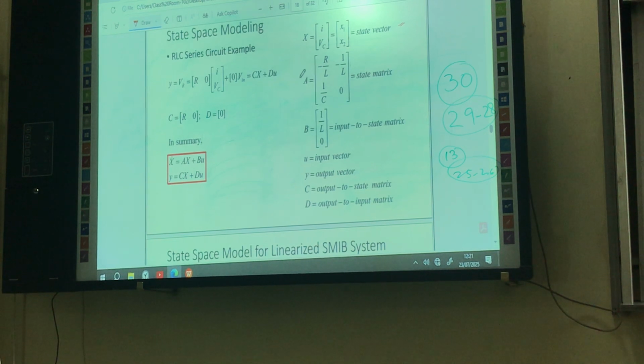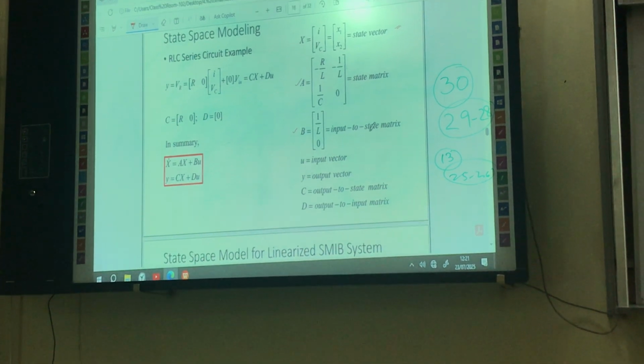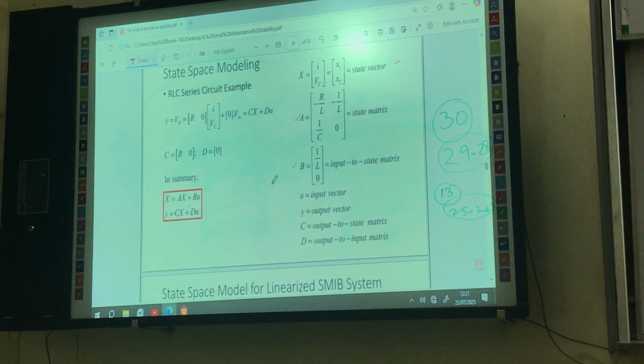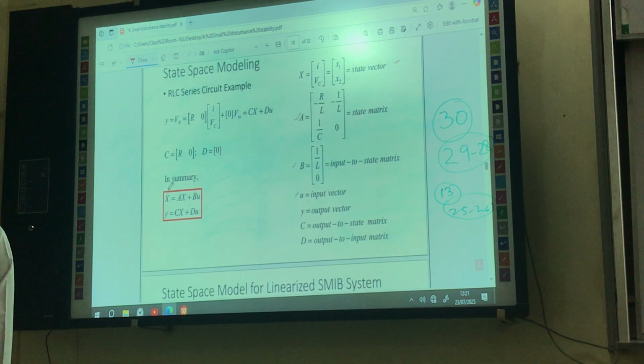What is A? A is called the state matrix. This is your A for this starting example. Obviously, there will be a different A for another example, right? So this A is not fixed. This B is the input to state matrix, because this B is associated with this u, and your u is the input vector. And this equation, x dot equals Ax plus Bu, is your input equation, okay. This is the input equation.